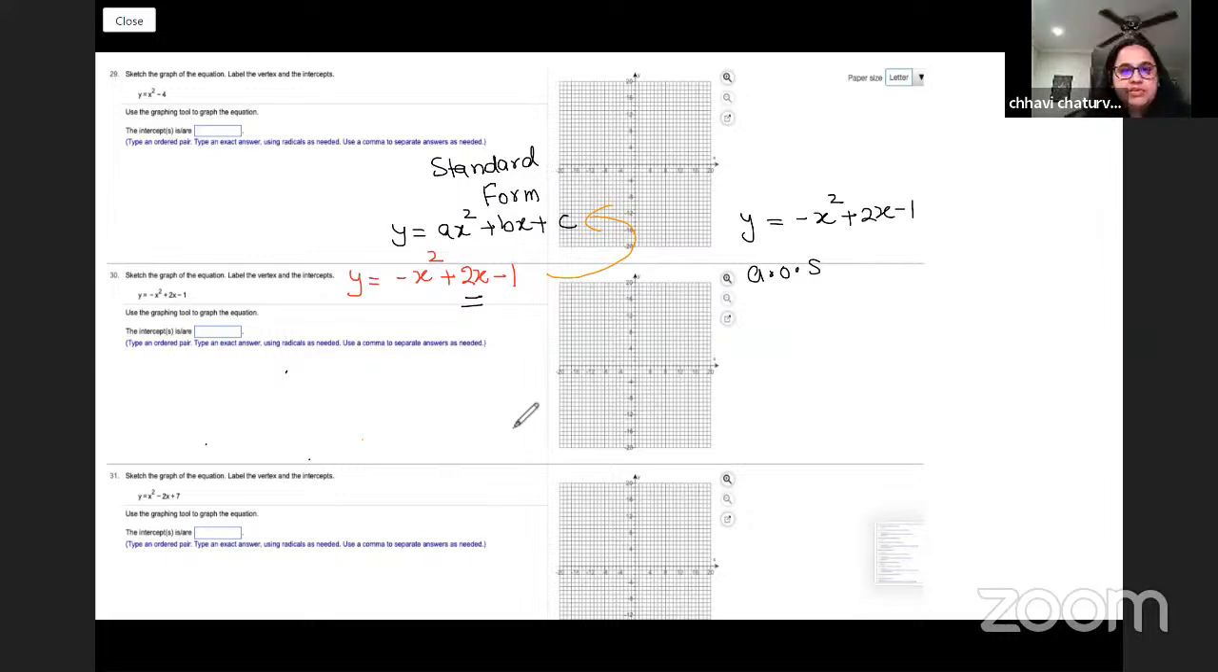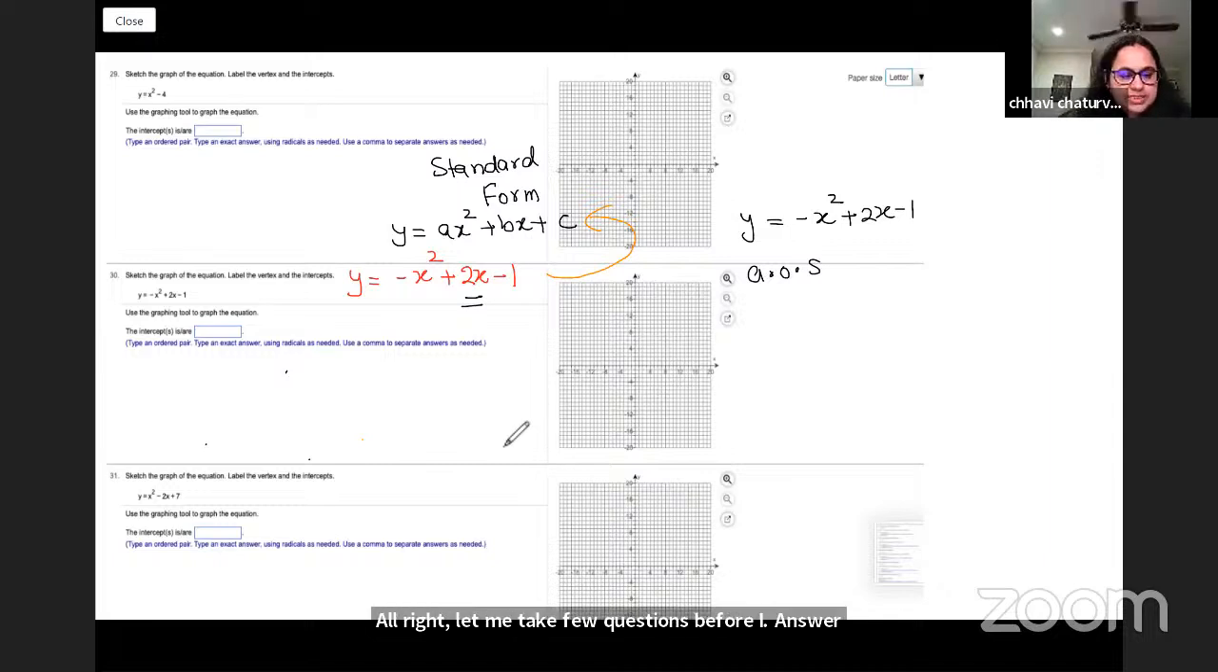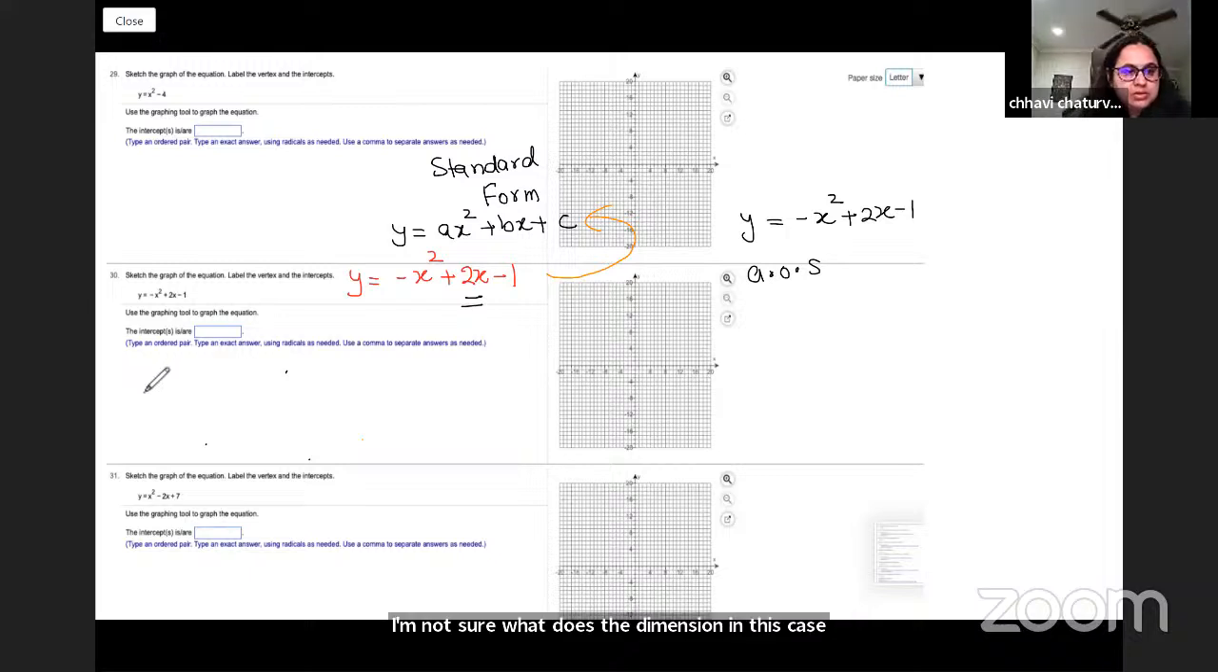All right, let me take a few questions before I answer some more. So let's see, I have a question. I need help with finding the dimensions of each figure. I'm not sure what the dimension in this case means. If you can please clear this question.